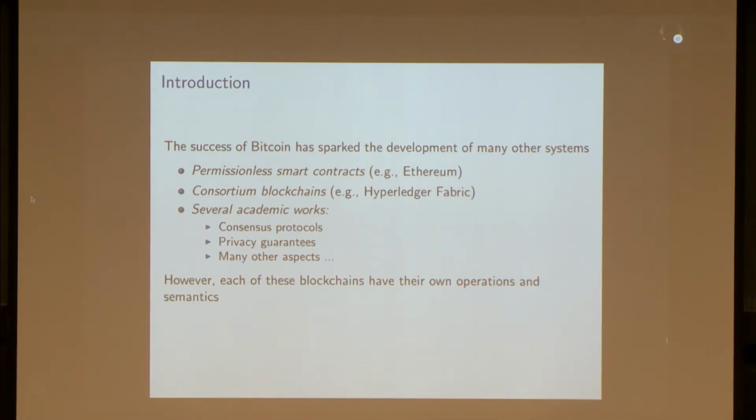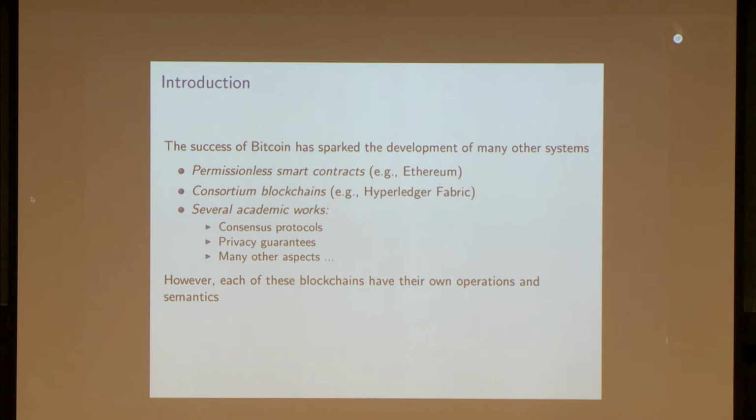Most likely, it's not a surprise for you that the success of Bitcoin from 2009 has sparked the development of many other blockchains and other systems. For example, we have systems like permissionless smart contracts in Ethereum, consortium blockchains like Hyperledger Fabric, and we also have several academic works that look at the different aspects of blockchains. For example, consensus protocols, what privacy guarantees are achieved or not, and many, many other aspects.